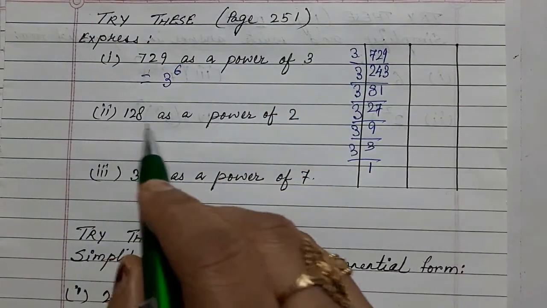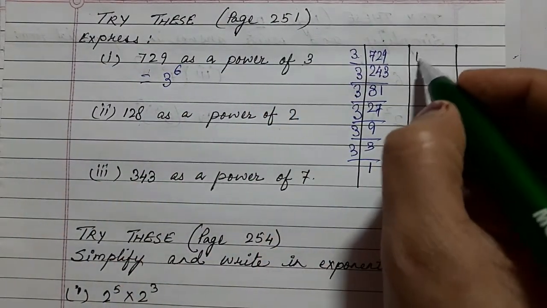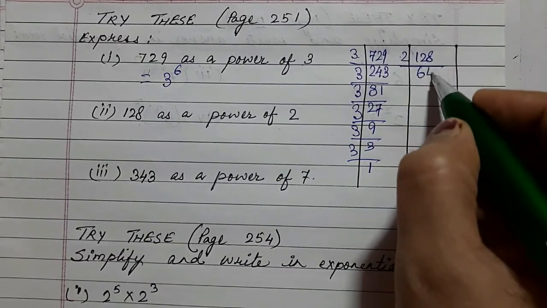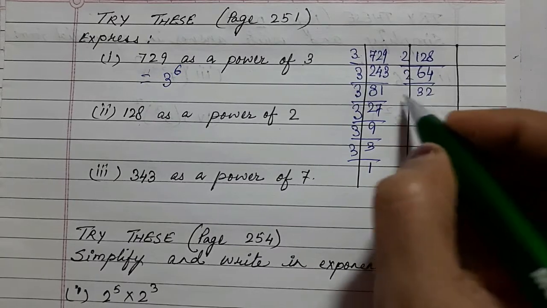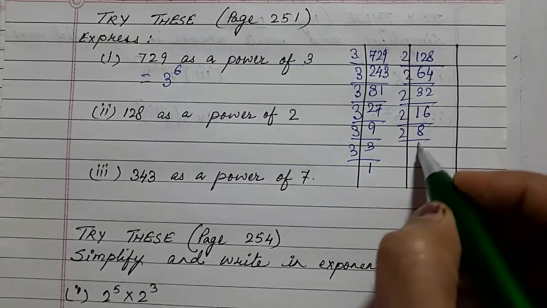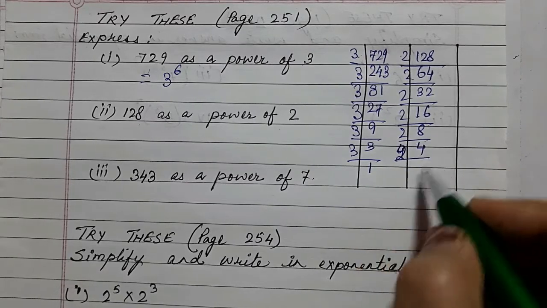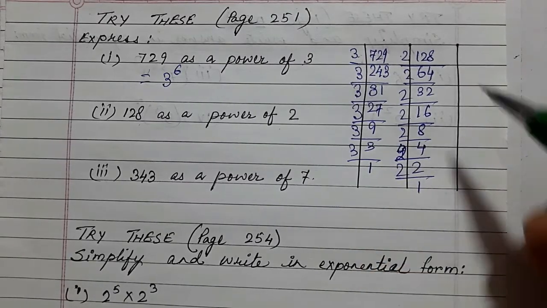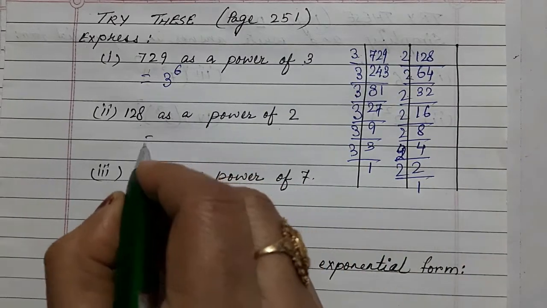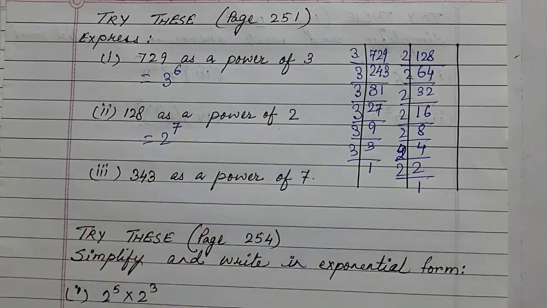Next, 128 as a power of 2. Dividing by 2: 64, 32, 16, 8, 4, 2, 2. Count: 1 2 3 4 5 6 7. So this is 2 to the power 7.